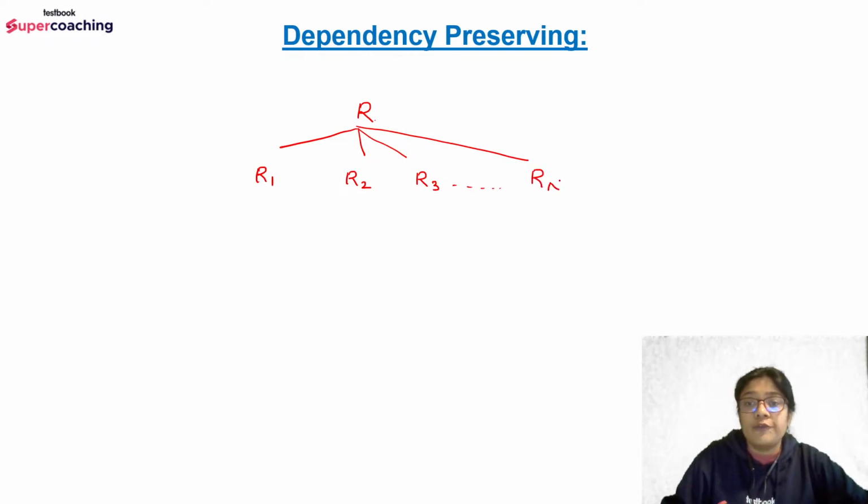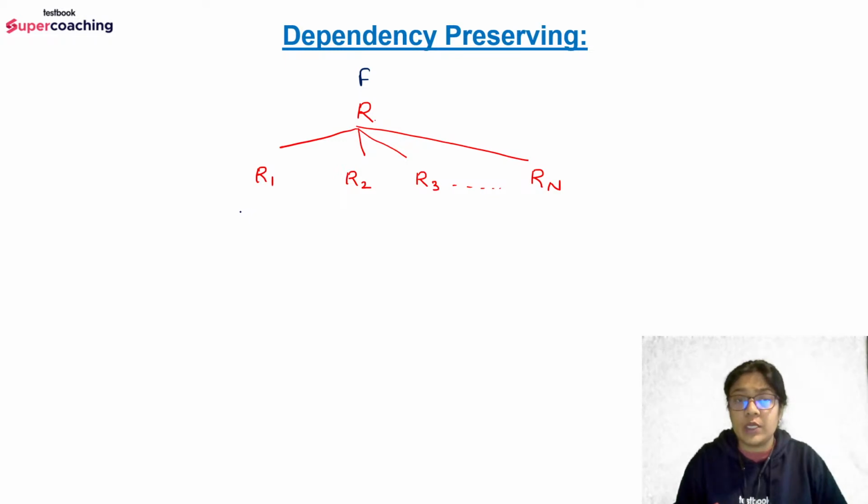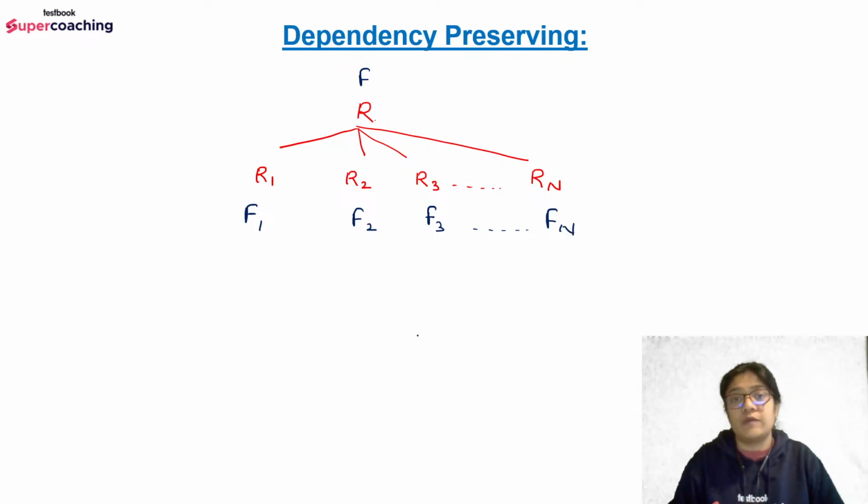Now for the relation R, there is some functional dependency set given to you. For example, functional dependency set is F. इस relation R के लिए functional dependency set आपको F दिया गया है. तो अगर relations decompose हुए हैं तो definitely कुछ dependencies होंगी जो sub relation R1 में preserve हो रही हैं, कुछ R2 में हो रही हैं, कुछ R3 में हो रही हैं. So I'm calling this as F1, F2, F3 and so on up to Fn respectively.